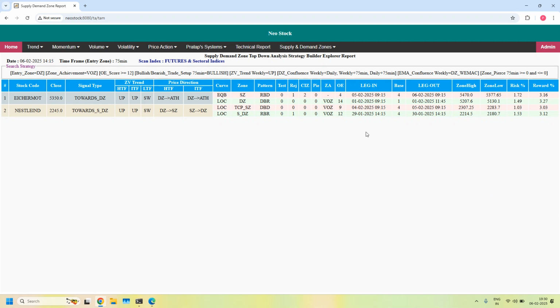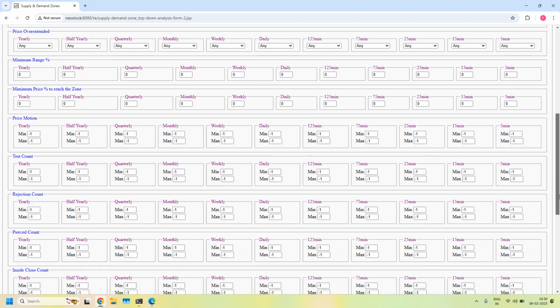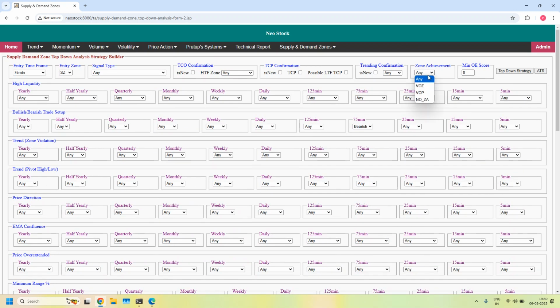Next, bearish trade setup for weekly income trade. Entry time frame 75 minutes. Entry zone supply zone. And in bullish or bearish trade setup at 75 minutes time frame, I am selecting bearish. 3 filters we have to set on the 75 minute supply zone. First filter is 75 minute supply zone should not be pierced. So in the pierced count parameter at 75 minutes time frame, I am setting minimum value 0, maximum value 0, zone achievement VOZ, minimum odd enhancer score 12.